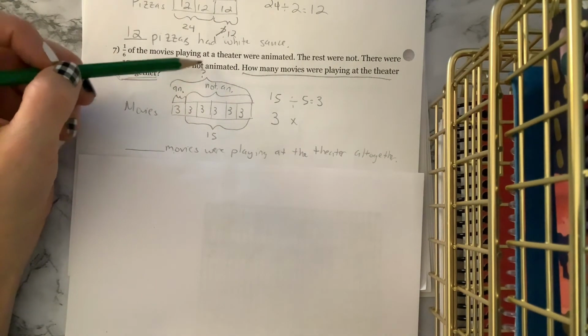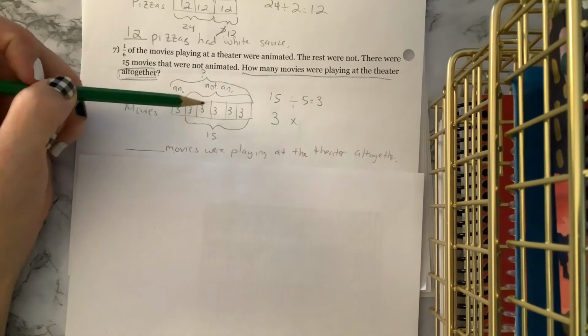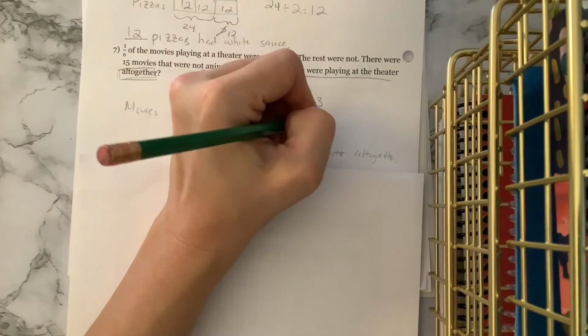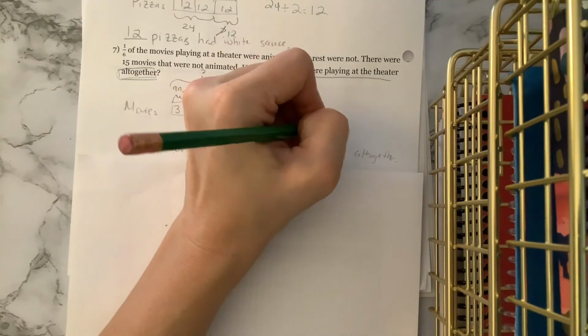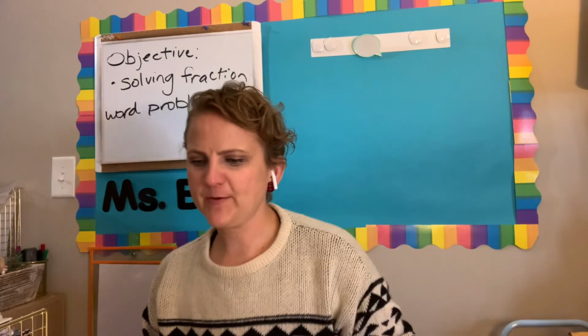Look at our question mark. What are we multiplying 3 by? 1, 2, 3, 4, 5, 6, which is 18. So how many movies were playing at the theater altogether? 18 movies all together.